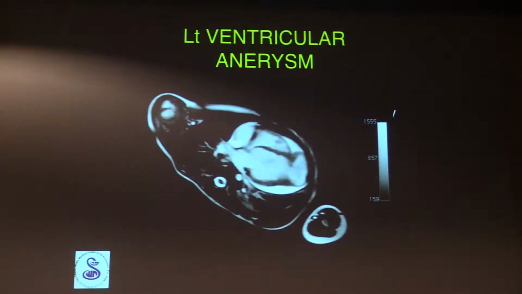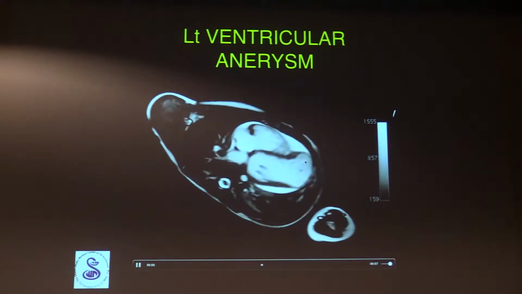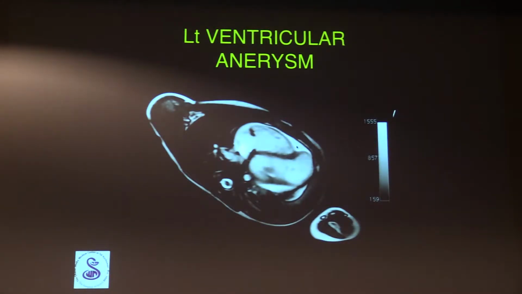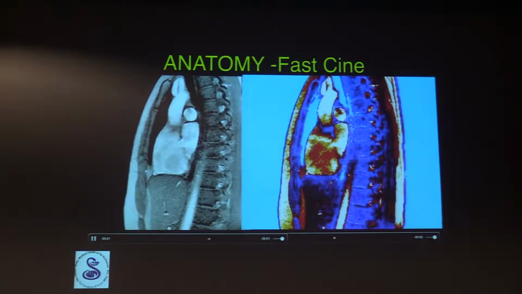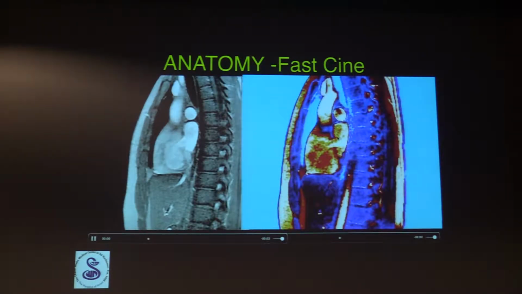Another way to demonstrate the anatomy and function is to use dynamic sequences. We are able to evaluate the anatomy in systole and diastole. This is a case of a four-chamber view. You can see here a left ventricular aneurysm, and this is a pericardial effusion. In this case, you can see the ASD secundum, and you can see the flow across the ASD here and here.